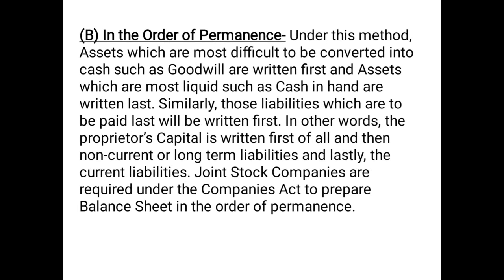The second way is in the order of permanence. It is just the opposite of order of liquidity. In this case, the most permanent or fixed assets are shown first. That means those assets which cannot be converted into cash within 1 year are shown first, and those assets which can be converted into cash within a year or less are shown at the end. So when we are following the order of permanence, we will be showing the fixed assets first of all and then the current assets.